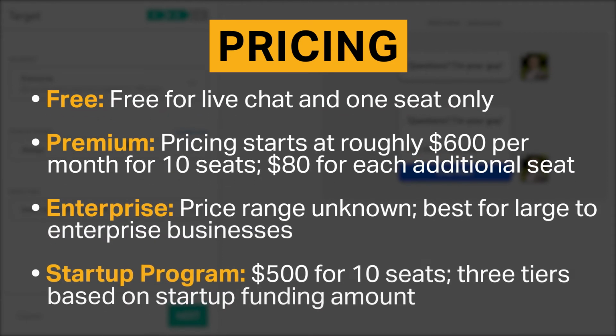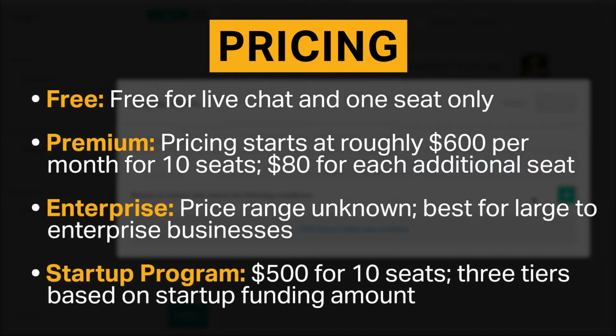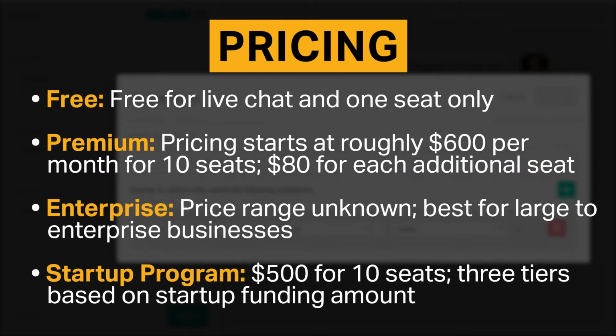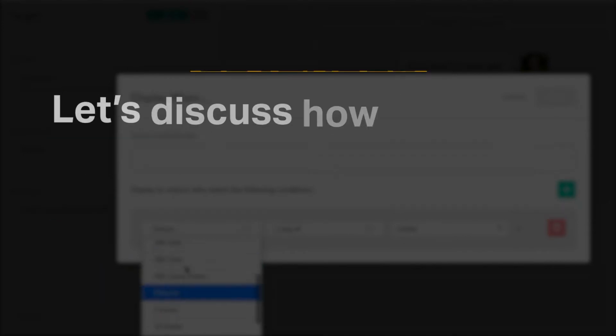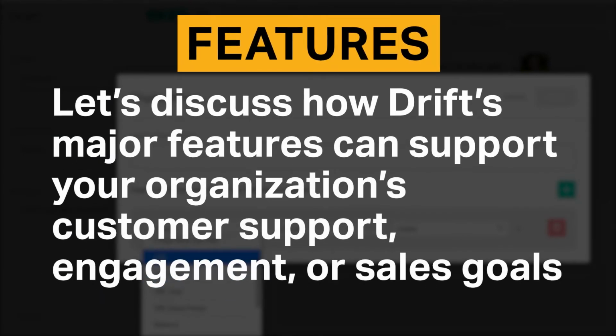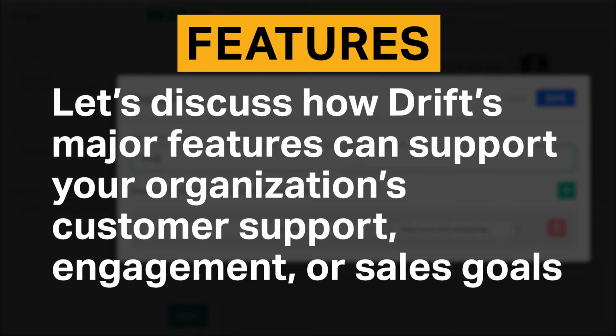Drift's free plan includes live chat and a single seat. Premium pricing starts at roughly $600 per month for 10 seats and $80 for each additional seat. Pricing is unknown for enterprise plans, and the starter program costs $500 per 10 seats, and there's 3 tiers based on startup funding amount. Let's discuss how Drift's major features can support your organization's customer support, engagement, or sales goals.